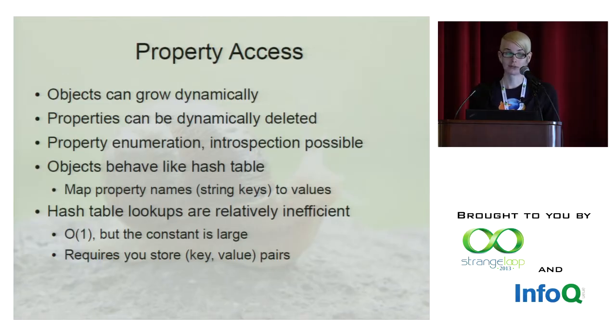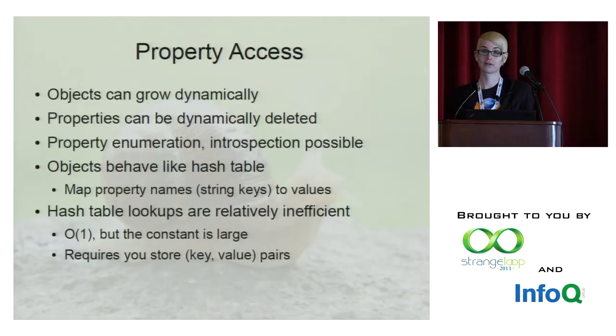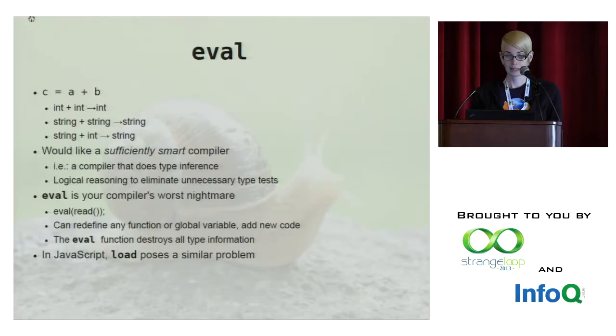And then there's property access. In a language like JavaScript, objects can grow dynamically, and properties can also be dynamically deleted. And then you can do property enumeration. You have some introspection capability. So objects in JavaScript and similar languages behave a little bit like hash maps, where you're mapping string keys to values. But hash maps are relatively inefficient. They're big O of 1 in terms of access time, but the constant is large. And they also require you to store key value pairs, but you don't want to store keys and values for all the properties inside of an object. You only want to store the values, ideally.